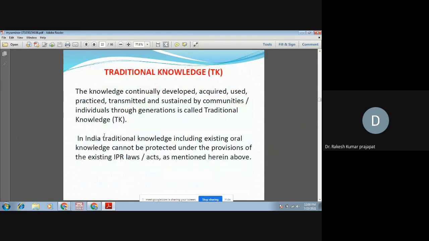Now TK, traditional knowledge. What is TK? The knowledge which is continuously developed, acquired, used, practiced, transmitted, and sustained by communities and individuals through generations is called traditional knowledge. In India, traditional knowledge, including existing oral knowledge, cannot be protected under the provisions of the existing IPR law mentioned above.